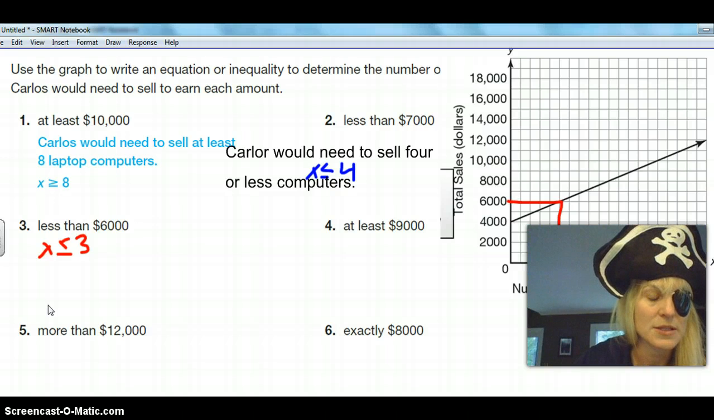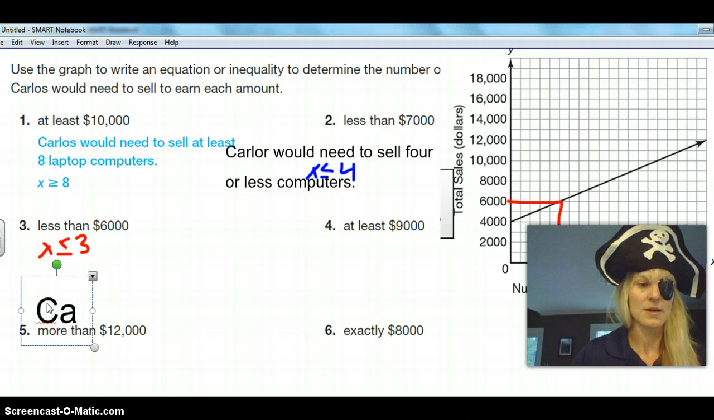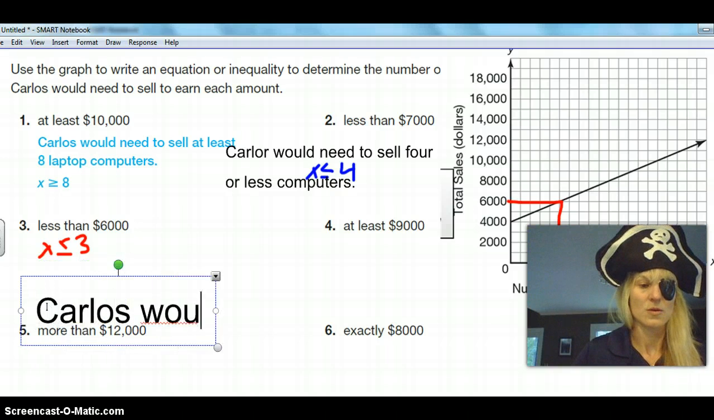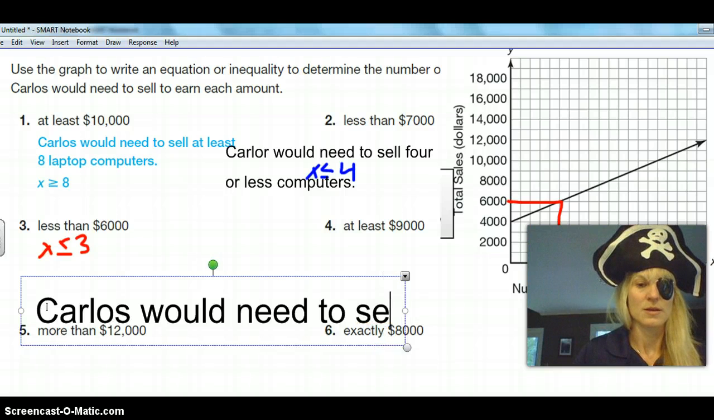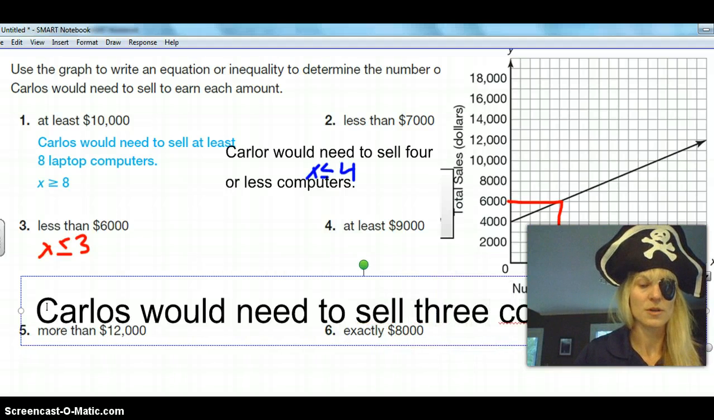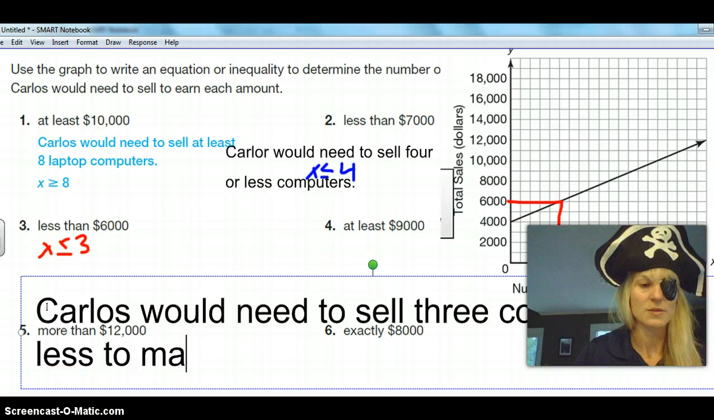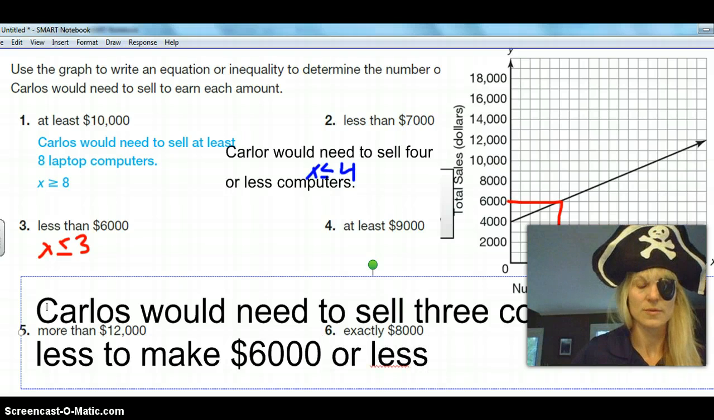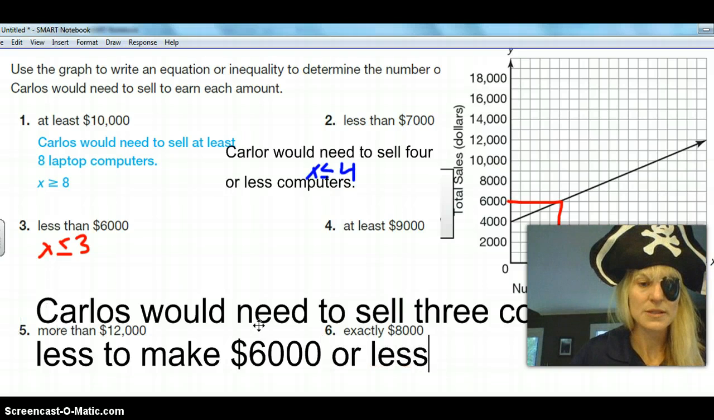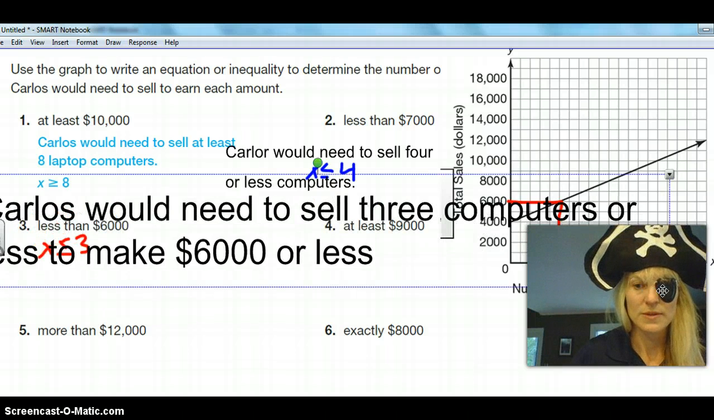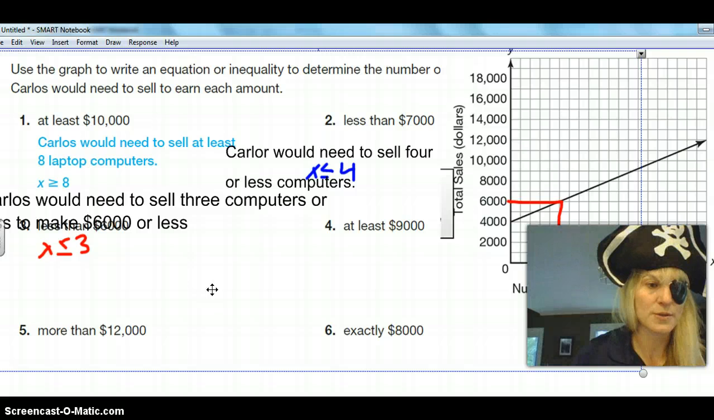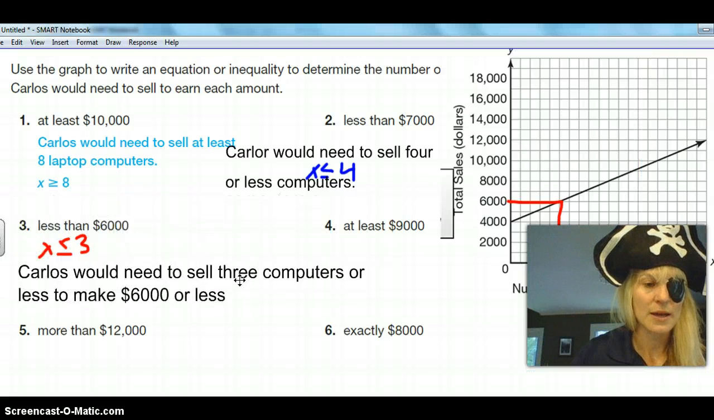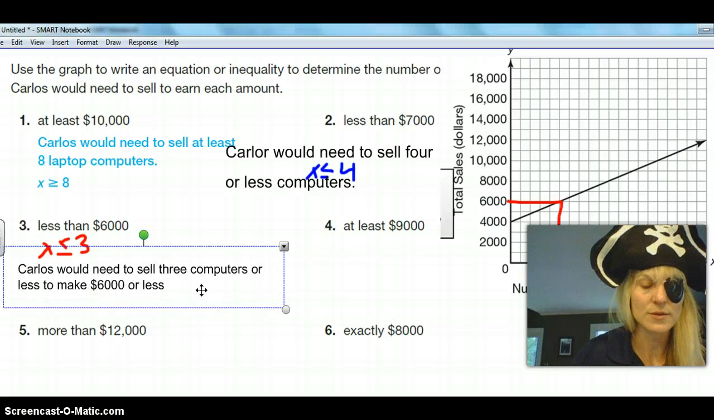And again, I would just need to do a little writing here, and I would say Carlos would need to sell 3 computers or less to make, let's see, $6,000 or less, okay? So again, we want to have a written statement in there. I'll expect to see this in your notes when I come back, that I would say Carlos needs to sell 3 computers or less, and then I would write that out, okay?